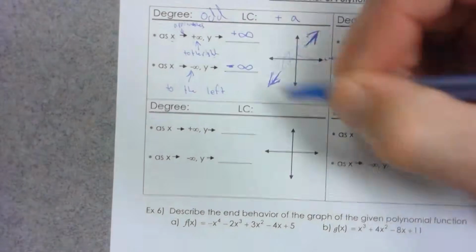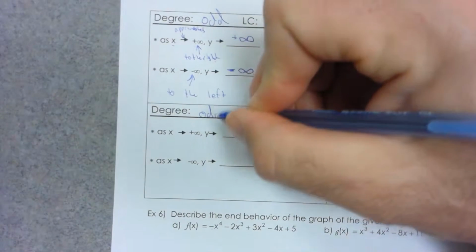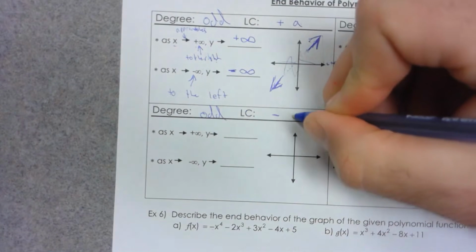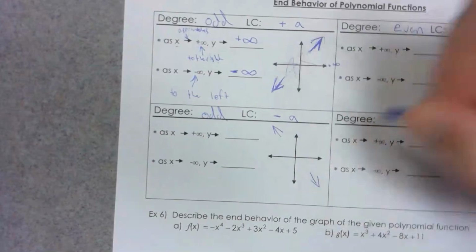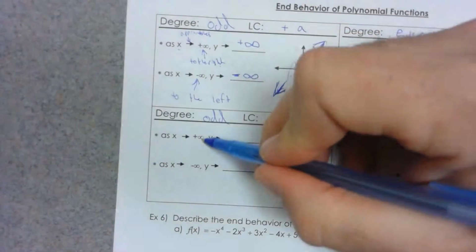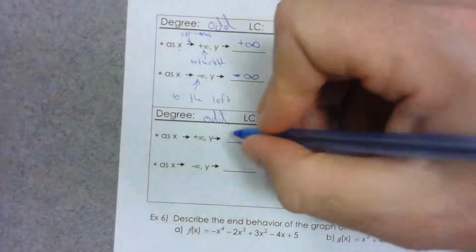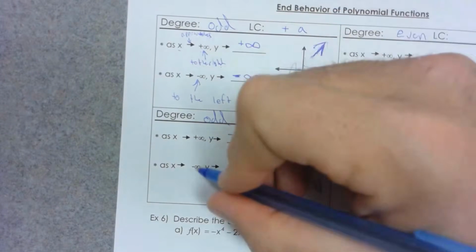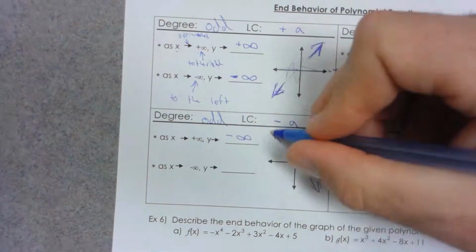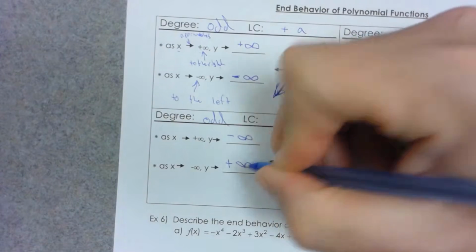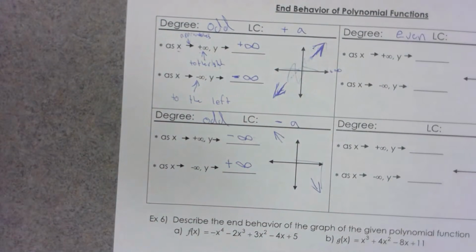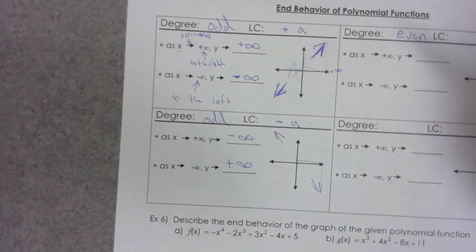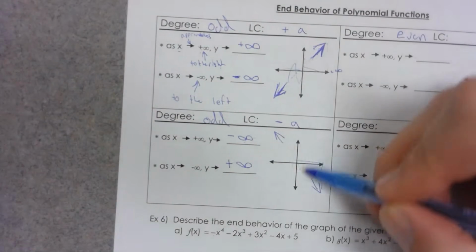So the degree in this case, also odd. But now our leading coefficient's negative. Well, that just means the slope is negative. So it's going to go in opposite directions, going down. So that means to the right, it goes down. To the left, it goes up. That's how you say it goes down to the right, goes up to the left. Again, you don't know what's going to happen in the middle. That's an unknown.